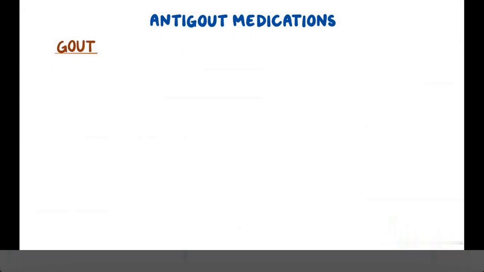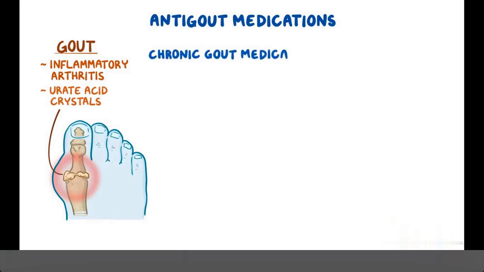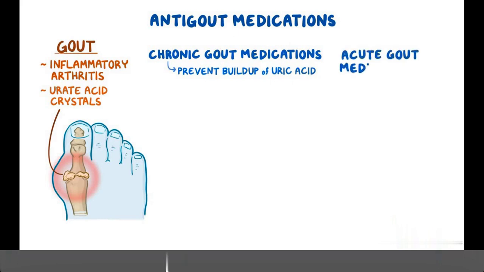Alright, as a quick recap. Anti-gout medications are used to treat gout, which is a form of inflammatory arthritis caused by uric acid crystal buildup in joints. They're subdivided into two main groups: chronic gout medications, which prevent the buildup of uric acid in the blood, and acute gout medications, which reduce inflammation.